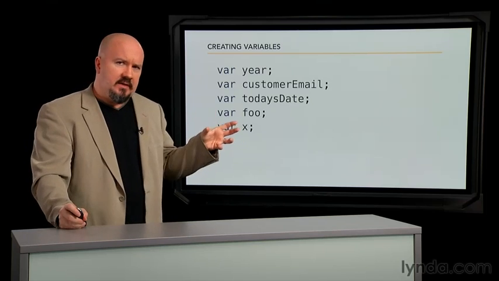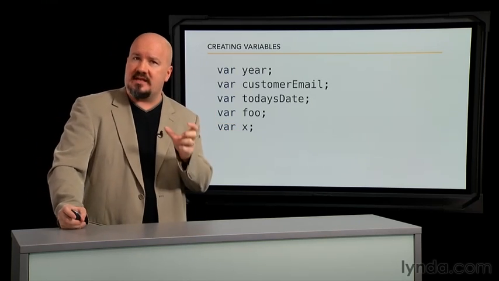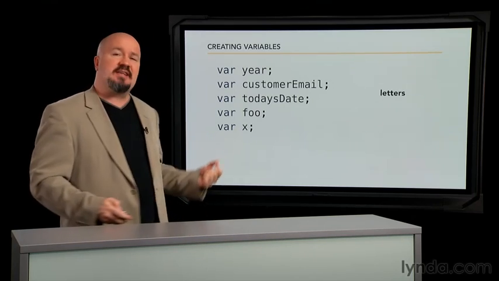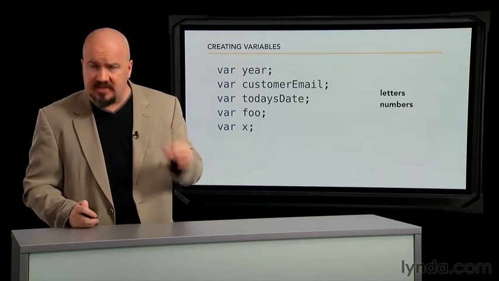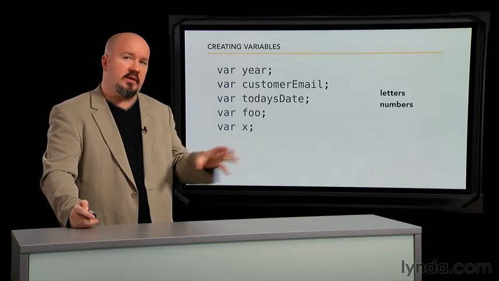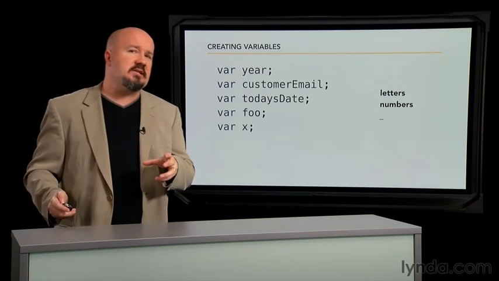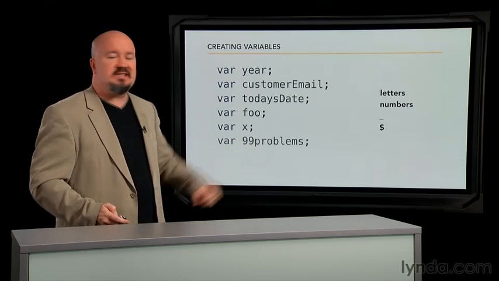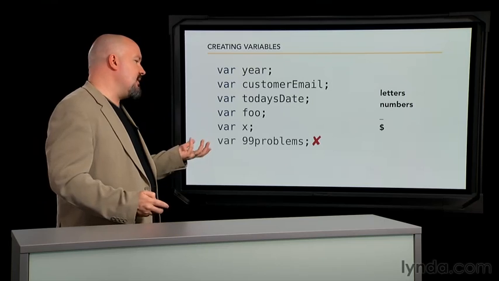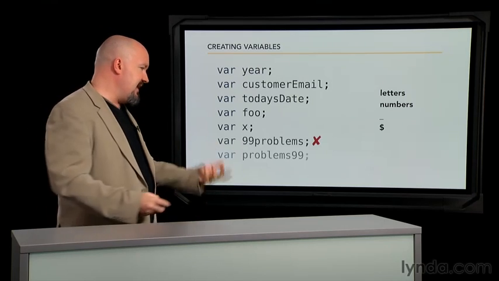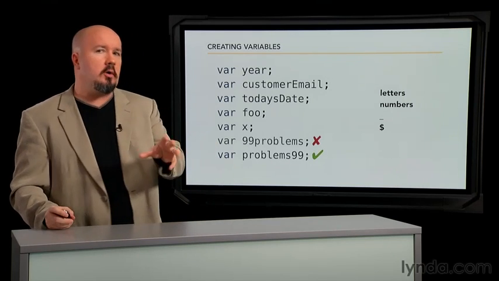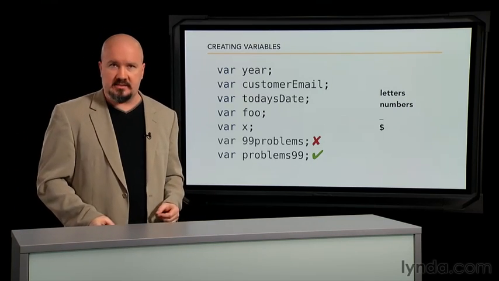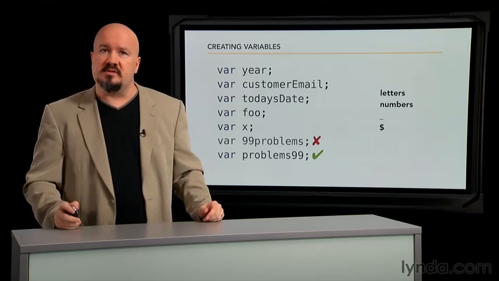Now the name that you use for your variable must be written as one word. There are no spaces allowed, and it can be made of letters, numbers, the $, and the underscore. No other characters are allowed, and you can't start with a number. So this variable name, for example, would not work, but reversing them so the number's at the end, that would work. Now we'll talk more about naming our variables later on when we talk about style guidelines, but I'm just going to use simple names for now.